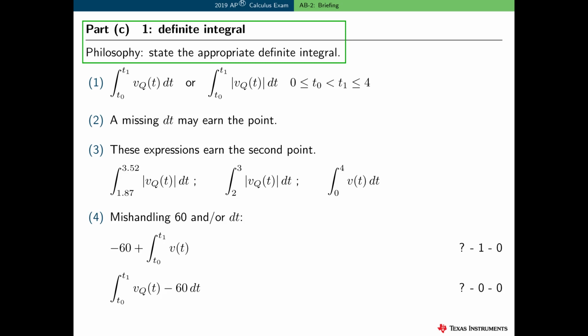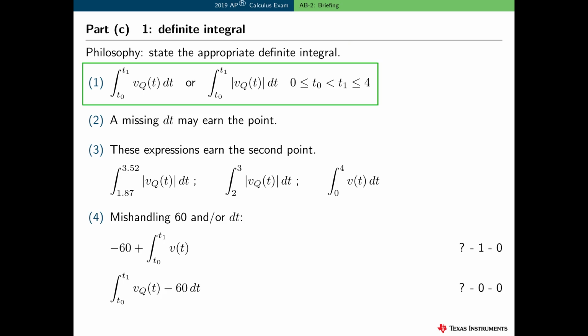The second point in Part B was for presenting a definite integral that represents the distance traveled by particle q over the appropriate interval. Now the student earns this point for an integral in either one of these forms, for these values of t sub 0 and t sub 1. The function v sub q is positive over this interval, so the absolute value symbol is not necessary.